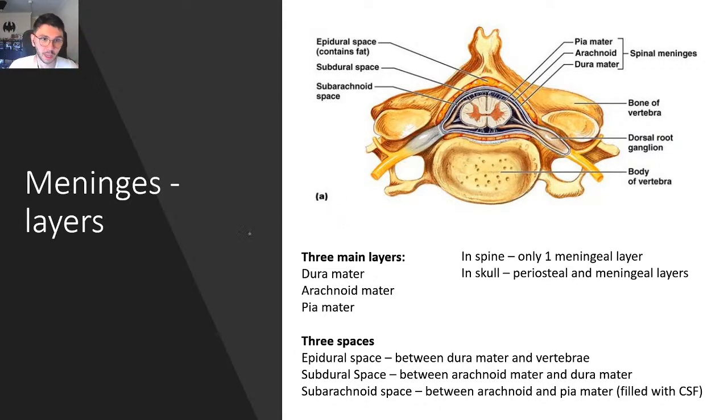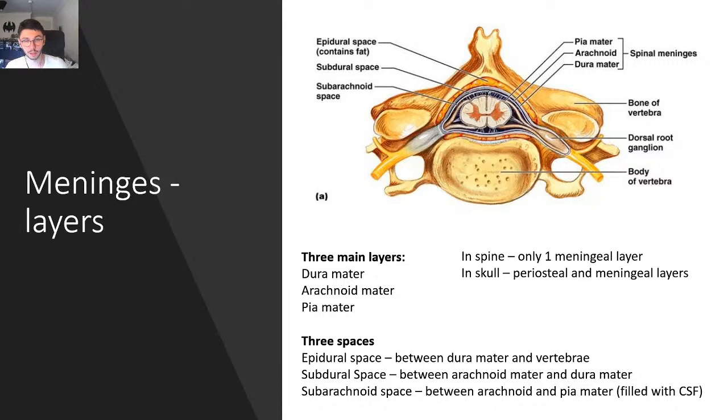But in the spine, we have only the dural layer, which surrounds the neurological tissue. So yeah, it's epidural space, subdural space, subarachnoid space. And the order from outside to in is dura mater, arachnoid mater, and pia mater. And that's basically all. That's how I visualize it, in a simple way.